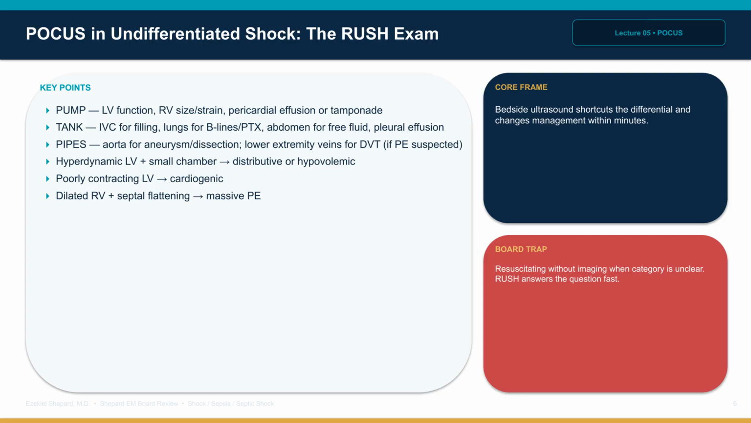The tank component assesses the inferior vena cava for filling status, lungs for B-lines or pneumothorax, abdomen for free fluid suggesting hemorrhage, and pleural spaces for effusion. The pipes component assesses the aorta for aneurysm or dissection, and the lower extremity veins for deep vein thrombosis when pulmonary embolism is suspected. The board concept is that bedside ultrasound shortcuts the differential and changes management within minutes.